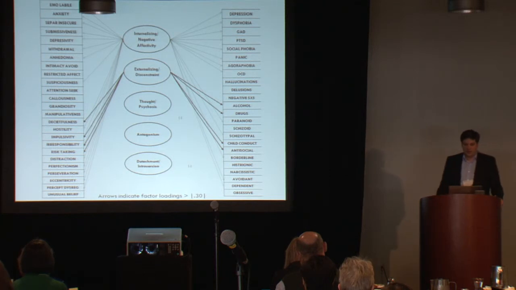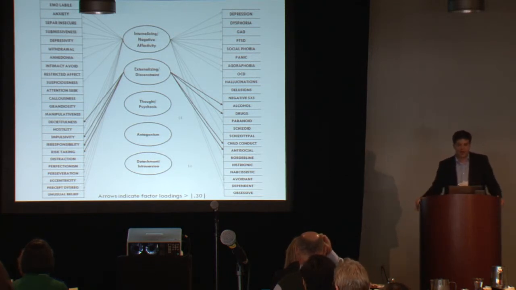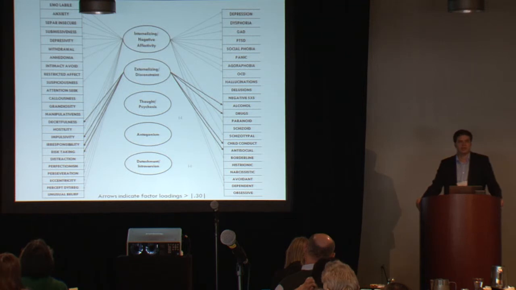Externalizing and disconstraint now has markers, in addition to alcohol, drugs, and child conduct and antisocial. It includes deceitfulness, not hostility, but impulsivity, irresponsibility, and risk-taking. These are the strongest loadings that are associated with scales meant to tap disconstraint in that regard.